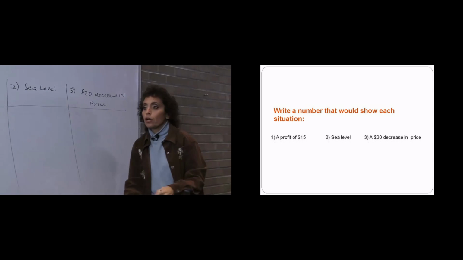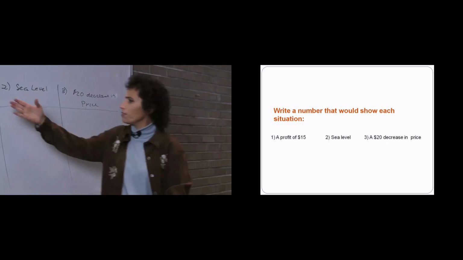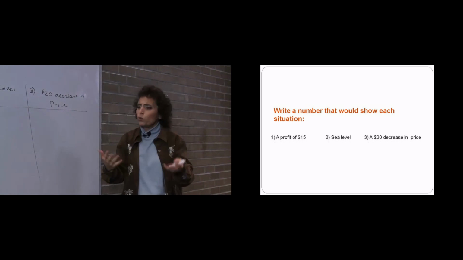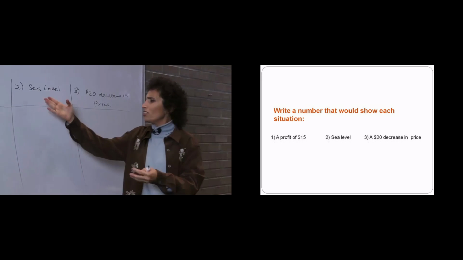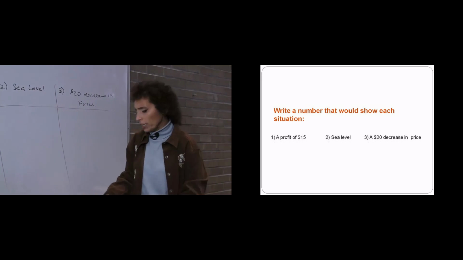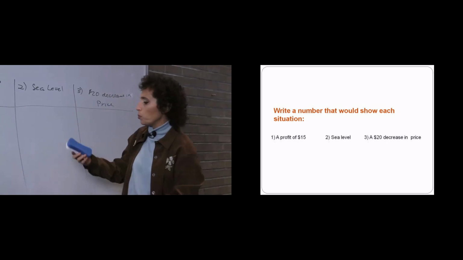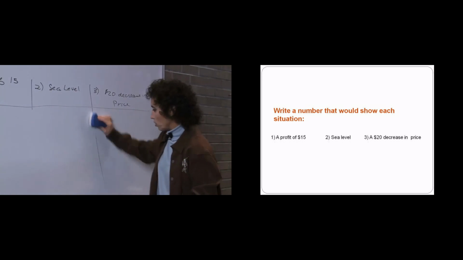All right, so let's take a look at this and decide what we need to do here. Well, we have a profit of $15, sea level, a $20 decrease in price. What are we really talking about? Well, if we want a number that represents all of them, what does sea level have to do with a number? Well, let's think about this. You know we have the natural numbers, we have the whole numbers, but there's actually another set of numbers that we haven't discussed yet. So let's do that.